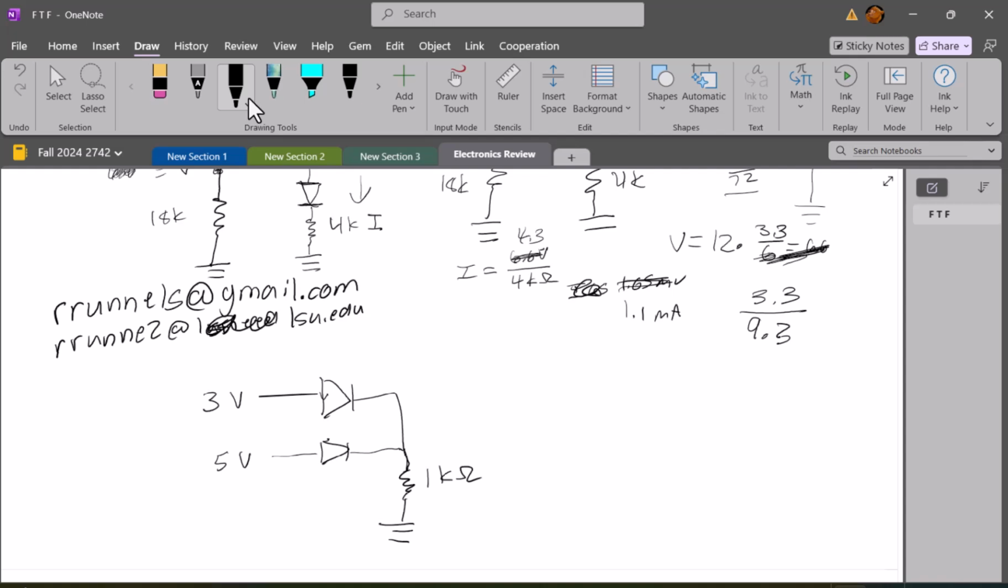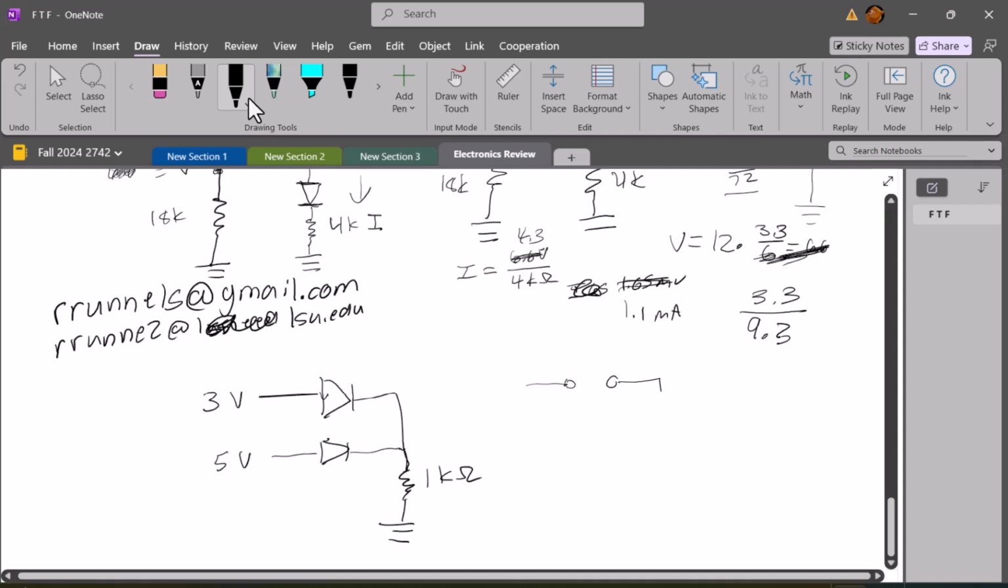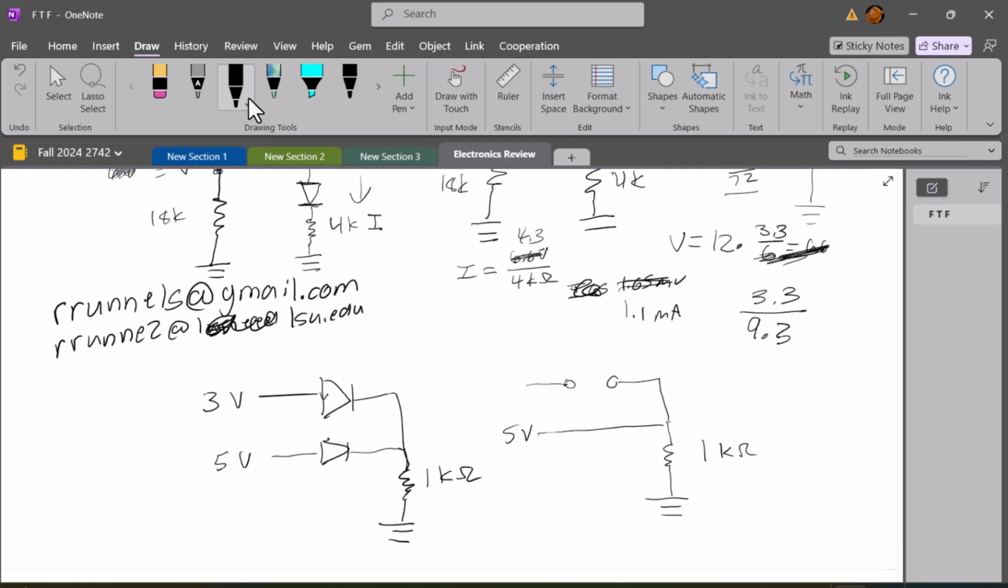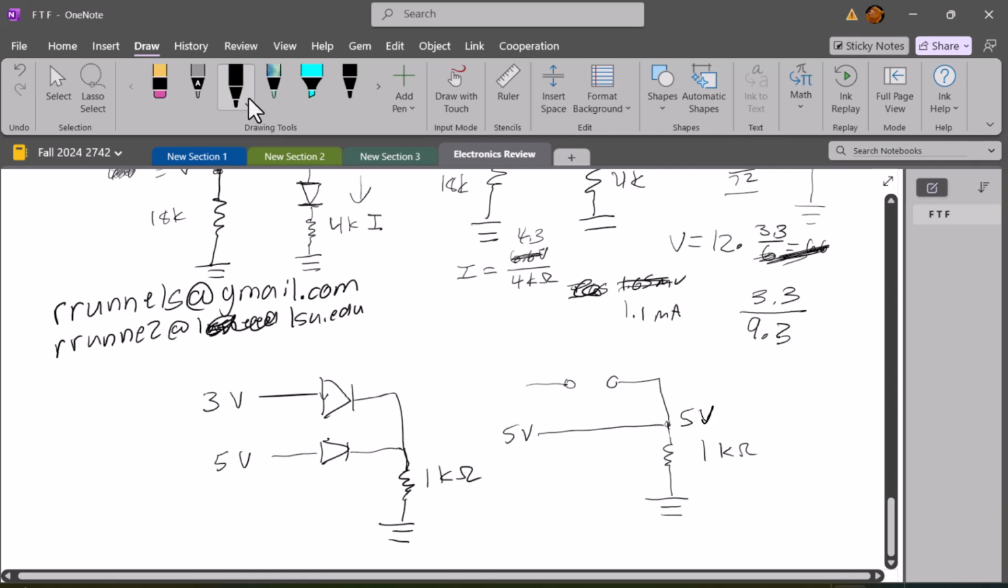My gut feeling is that the one with the 5 volts is going to be on, and the one with the 3 volts is going to be off, because we've got the higher voltage difference there. So I'm going to start by assuming that, and if that's the case, then this would be my circuit, and I would have 5 volts here, and that would mean that I would have 5 volts here.